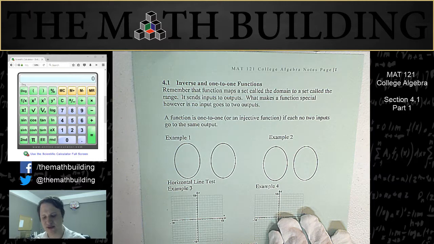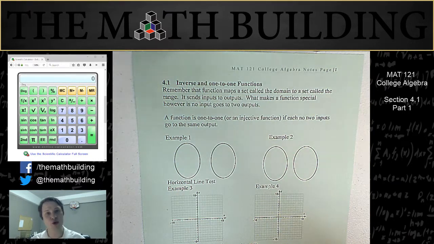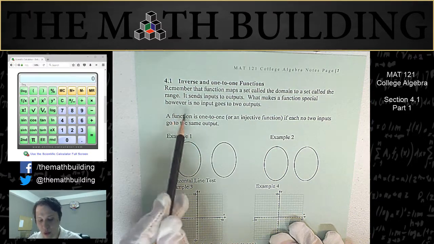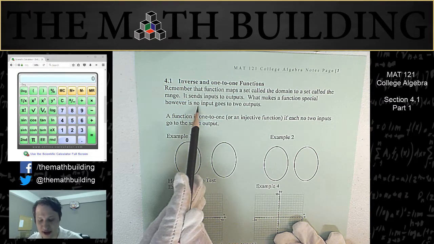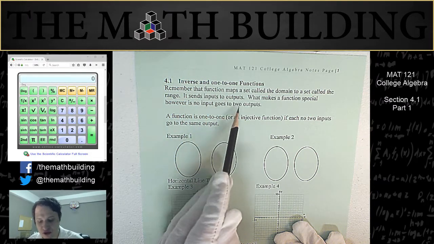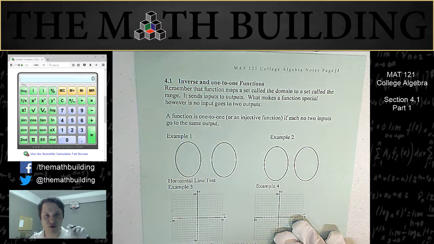A function is a mathematical rule, oftentimes an equation, which takes a group of inputs called the domain and maps them, or sends them, to a bunch of outputs, which are called the range. And what makes a function special? What makes it special is that no one input goes to two different outputs. Every input only goes to one output.